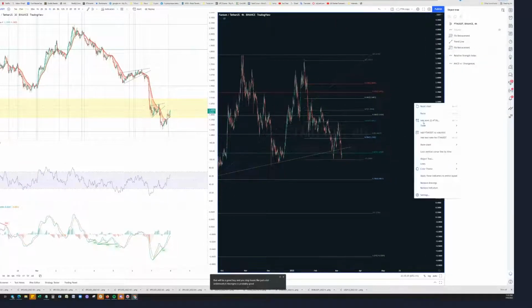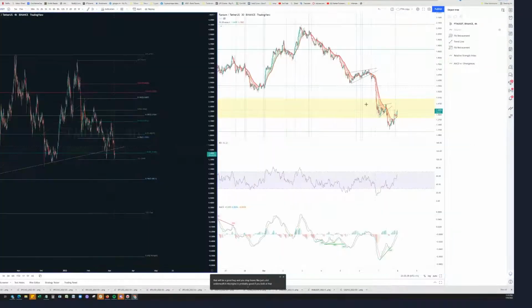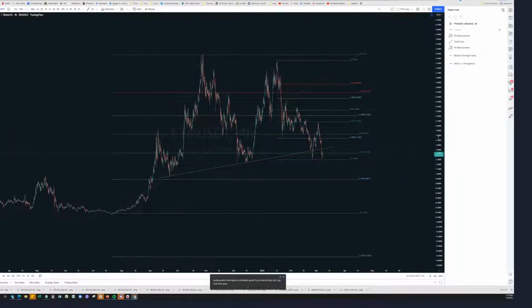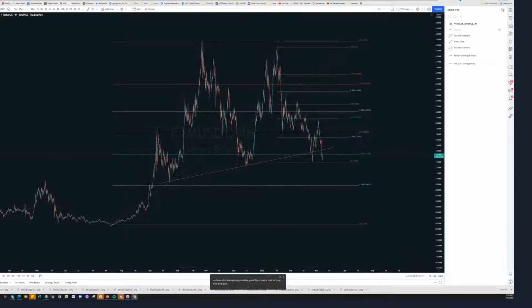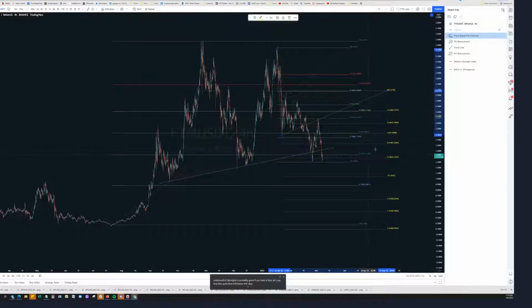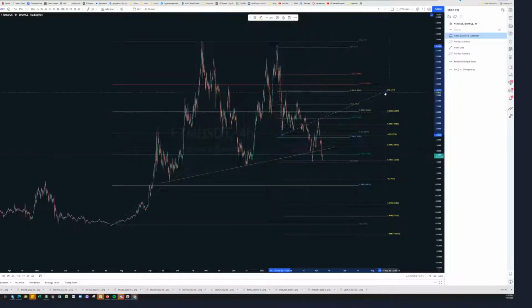Let me just flip that onto the other side. Give it a bigger picture. Let's just add our fib extension to see what was a target. 786, all right. Yeah, that was a 786. Interesting. And you can see how all these levels have confluence.